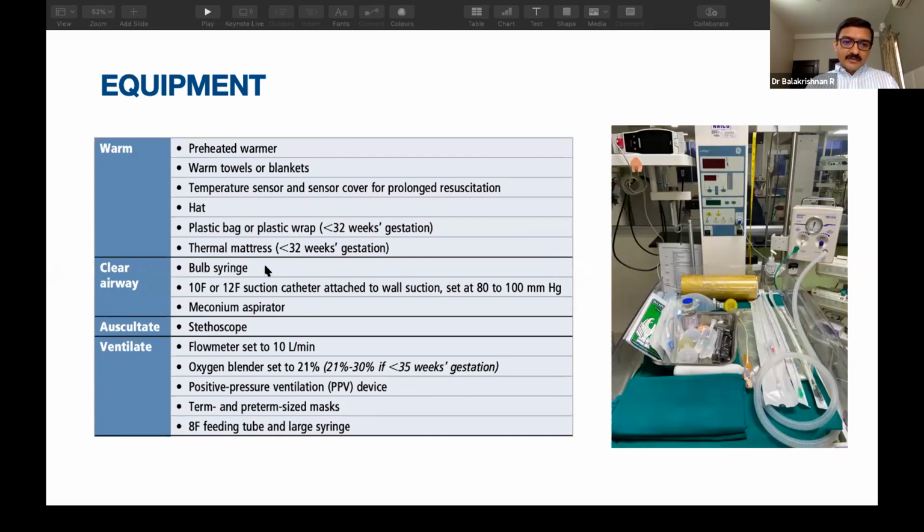For clearing the airway, we need a bulb syringe or a mucus extractor. If it's a suction catheter, we need a 10 or 12 French suction catheter, which is attached to suction set at about 80 to 100 millimeters of mercury. For auscultation, we need a stethoscope. For ventilation, we need the PPV device, which could be either a bag and mask or a T-piece resuscitator. We also need an appropriate size mask and a feeding tube.